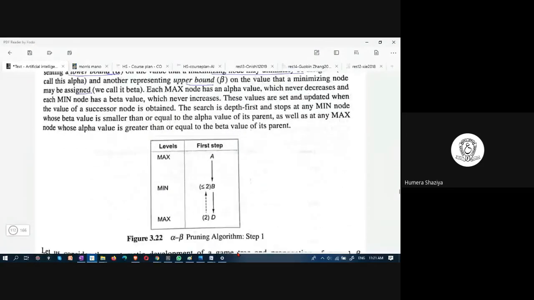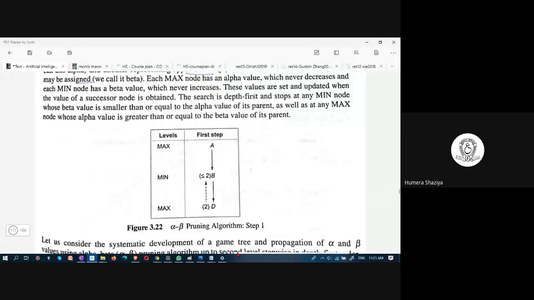For example, in this max, if it is 2, then what is the value of min? It should be less than or equal to 2. Min's goal is to choose a value which is less than or equal to 2, because max has chosen 2.